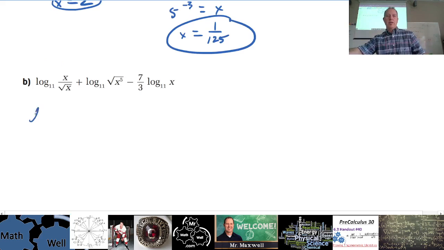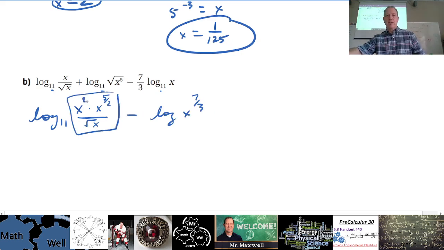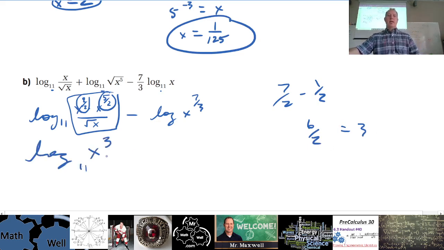Okay, so what you can do is log, they're all base 11, that's good. X times, this is x to the 5 over 2, and this is over root x, right? And this is log of x to the 7 over 3. So what you can do is work on this first, which might be best. This is 2 over 2, right? So that's going to be 7 over 2 minus 1 over 2. See, this plus this is 7 over 2 minus 1 over 2. So that's going to be 6 over 2 or 3. So this is actually log of x cubed when it's all said and done.